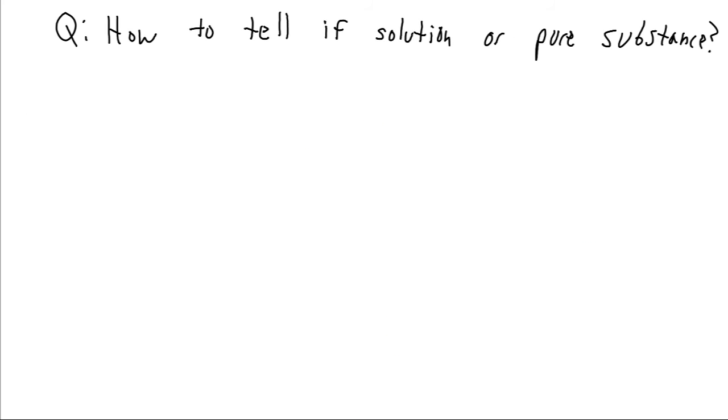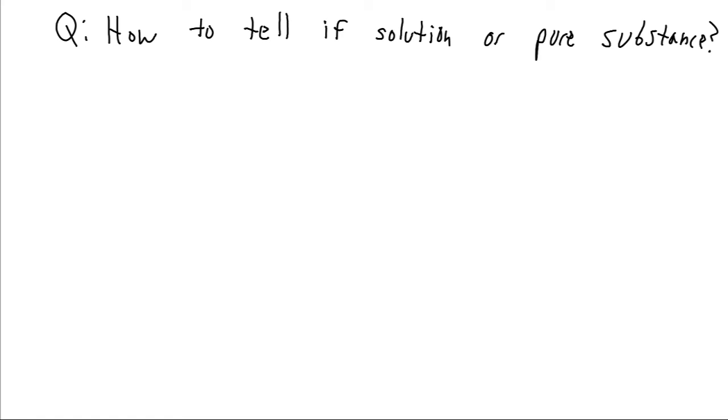How do we tell if we have something that is a solution or that is a pure substance? We could certainly try separating it into components, and if we can do that successfully, we have a solution. If we can't, we may eventually start to suspect it's actually a pure substance.